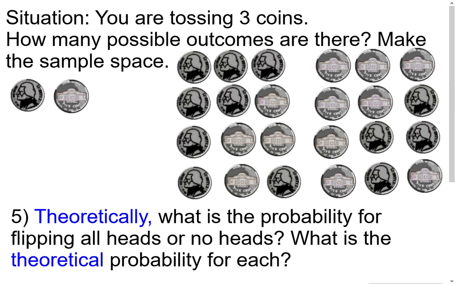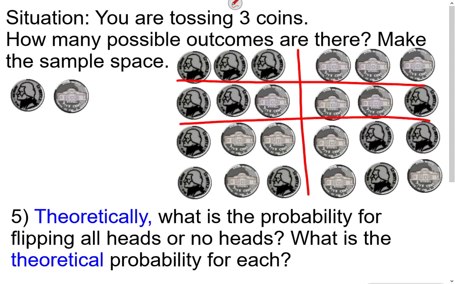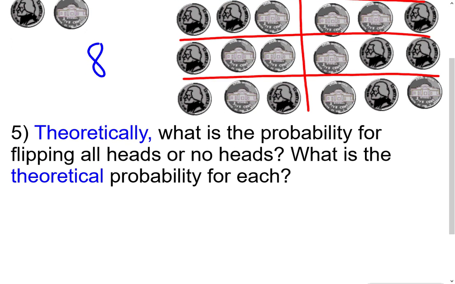And then I have that other situation where it could be a tail, a head, and a tail. Now these got a little close to each other, but I really have all of these different outcomes. How many are there? Well, now I just count and I see that there are 8 different ways that I could toss 3 coins, and those are my results. So 8. Now I can use that because now it says theoretically, what is the probability for flipping all heads or no heads? And then what is the theoretical probability for each?